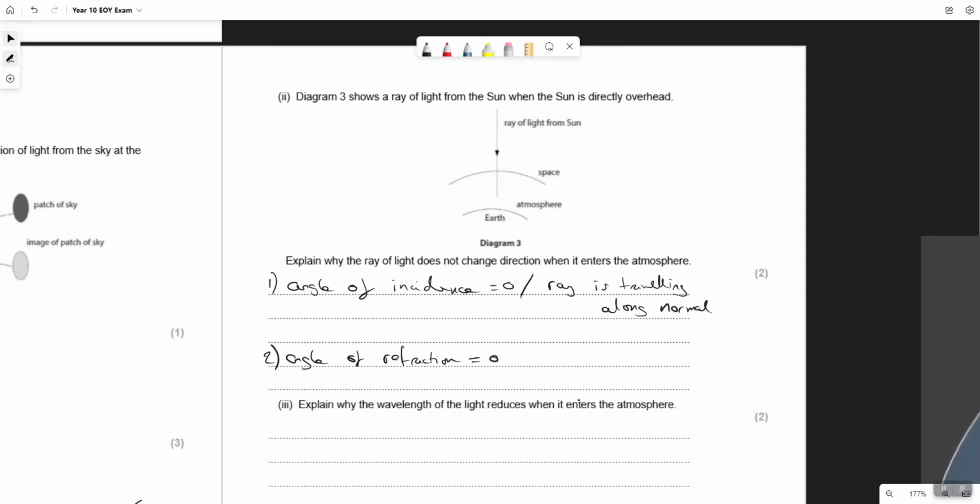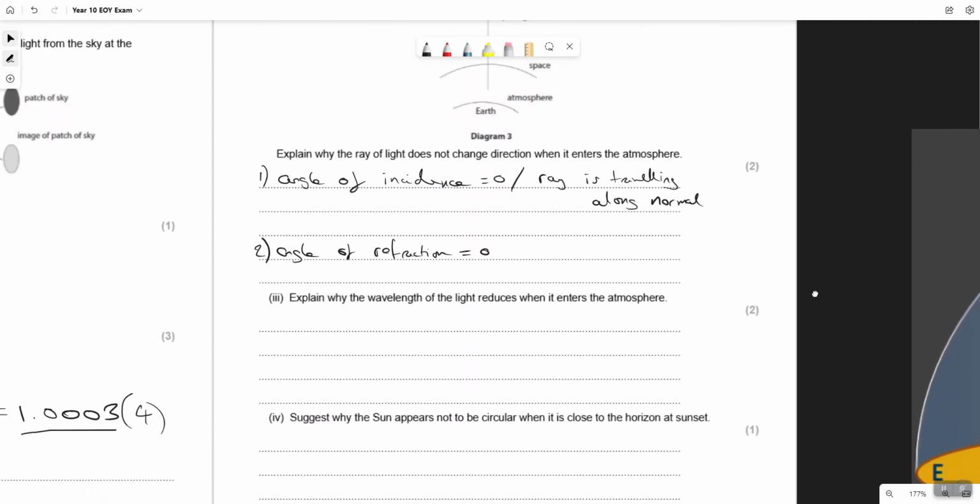Okay, so we're saying the angle of incidence and angle of refraction are equal in this particular special case. But you can't bend closer to the normal when you're already on it. So that's where it has to be.